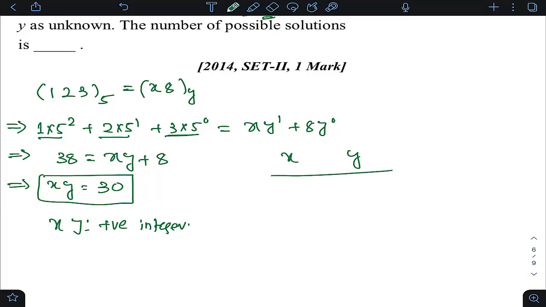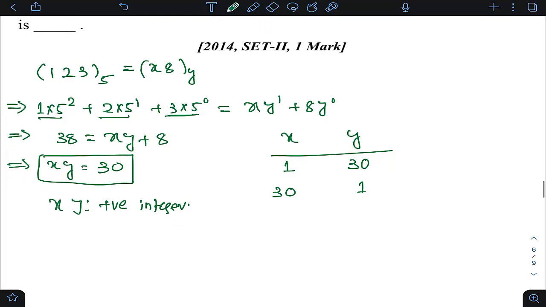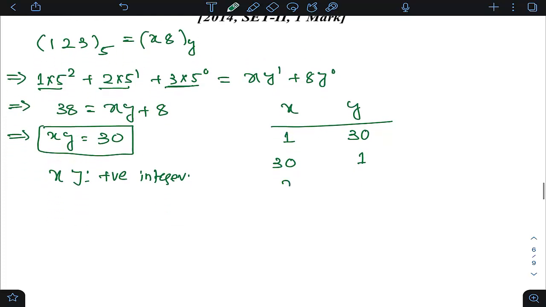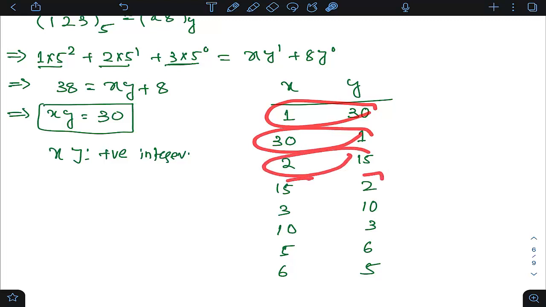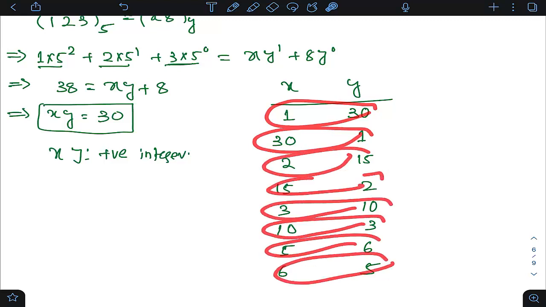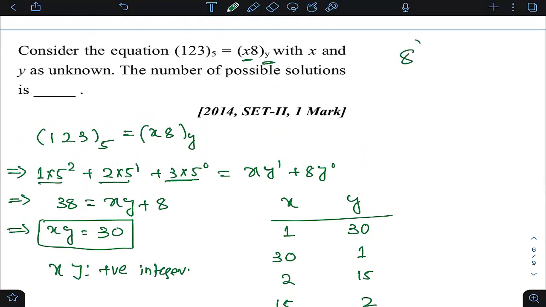One combination possible is x is 1, y is 30. You can also take x 30, y 1. Somebody can say x is 2, y is 15, or 15, 2. Then 3, 10 or 10, 3. Then 4 is not there. Then 5, 6 or 6, 5. Then 7, 8, 9 not there. 10 is already included. So these are the solutions. How many solutions? 1, 2, 3, 4, 5, 6, 7 and 8. So should I say the answer is 8 for this?